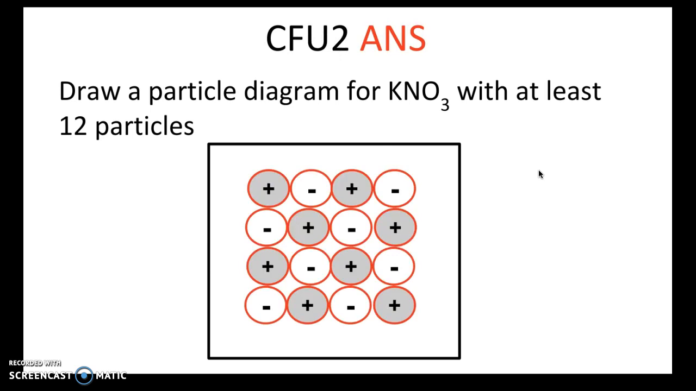Okay, so here is the answer, particle diagram for potassium nitrate. The main thing to know is that potassium nitrate is an ionic compound, so you should draw particles with positive and negative charges on them, and they need to be labeled for ionic compounds. You want to make sure that there are no 2 positive charges or no 2 negative charges touching.